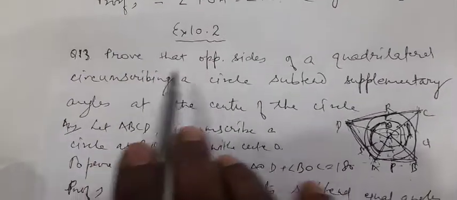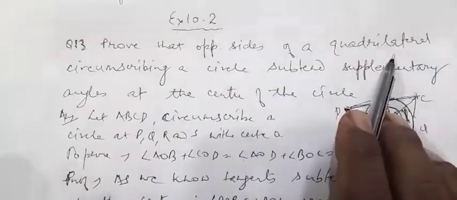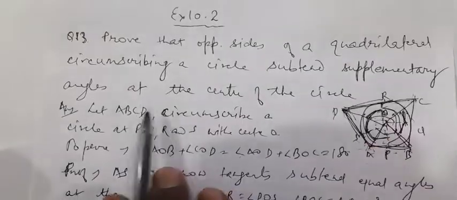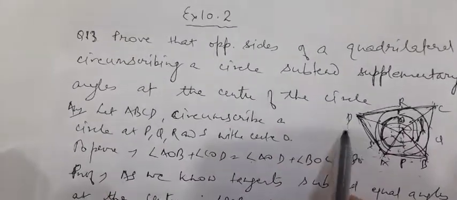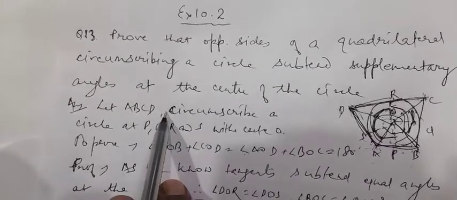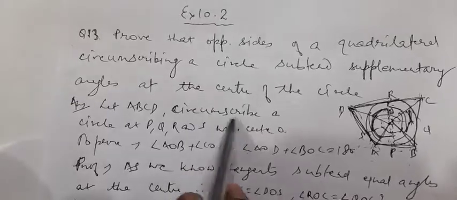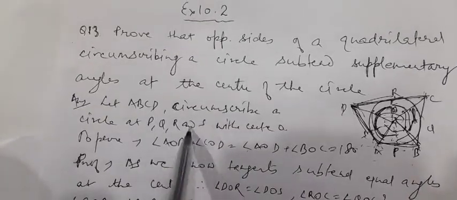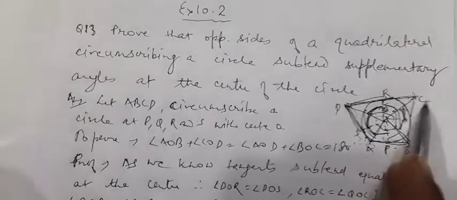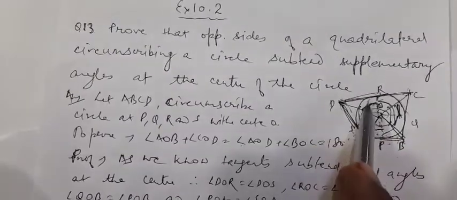Angle AO. Now see what we have to prove and what we have written. Here the question was: prove that opposite sides of a quadrilateral circumscribing a circle subtend supplementary angles at the center of the circle. It means that we are given a quadrilateral ABCD circumscribing a circle at P, Q, R and S. Here the circle is touching AB at P, BC at Q, CD at R and AD at S.